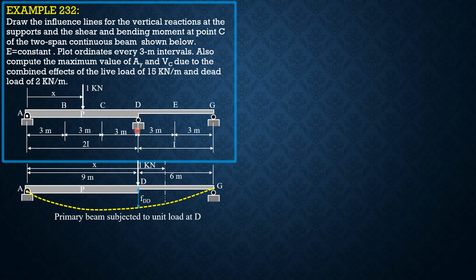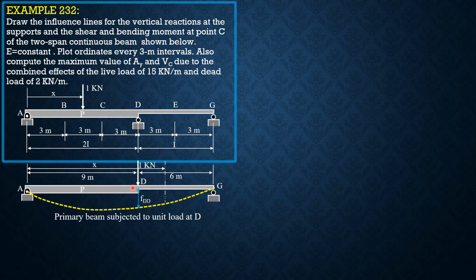The corresponding deflection here is supposedly the FD due to the unit load at P, but by Maxwell's law of reciprocal deflection, we call the deflection at each point selected every 3 meters as in general F, for instance at B, F_BP, but it is also equal to F_PB. So take note of that principle. So that's why we call this FDD.